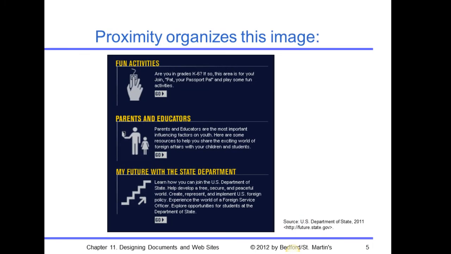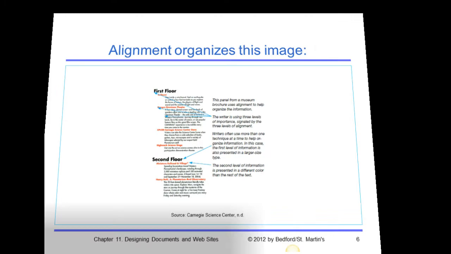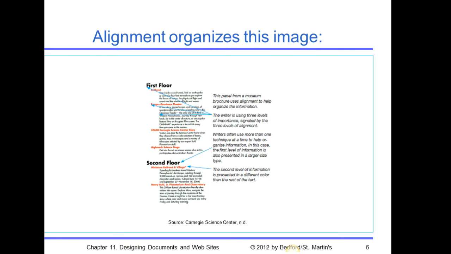Proximity shows you how the information is placed so that it makes it easy for the reader to understand, and also easy to find what they're looking for. Alignment organizes this image. You can see it. This one talks about the various floors, but then it also allows you to look at the basic information, and once you do it, you can go on to the next section within that chapter.